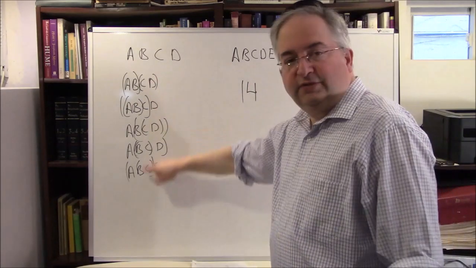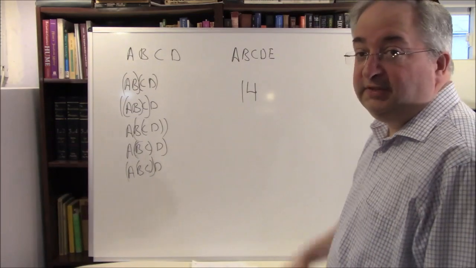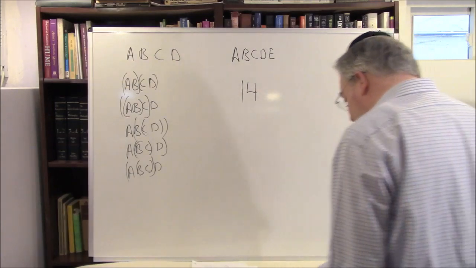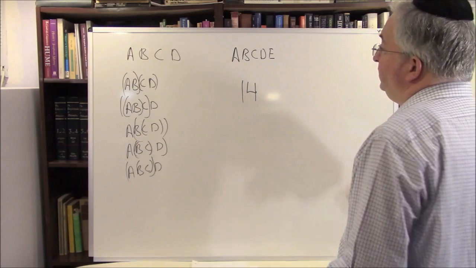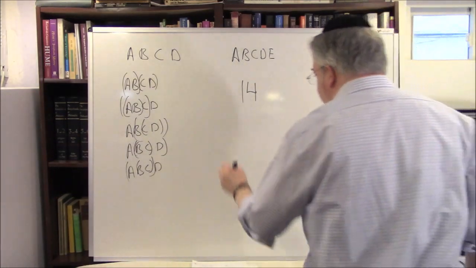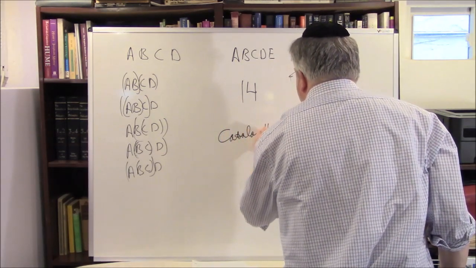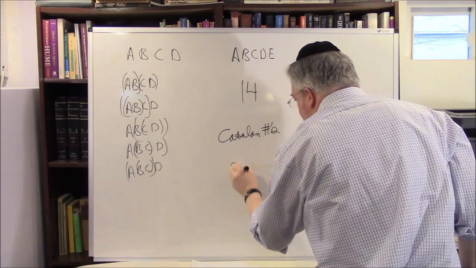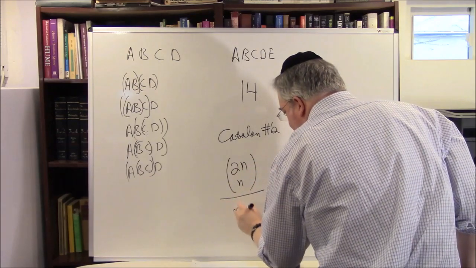There's 5 ways of associating 4 elements. There's 14 ways of associating 5 elements, and something like 72 or 62 to associate higher. 132 to associate 6 matrices. Okay, I'm not making this up. These numbers are called the Catalan numbers. And the formula is as follows: 2n choose n divided by n plus 1.